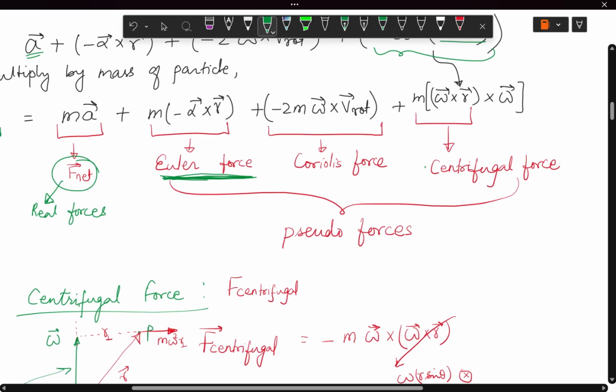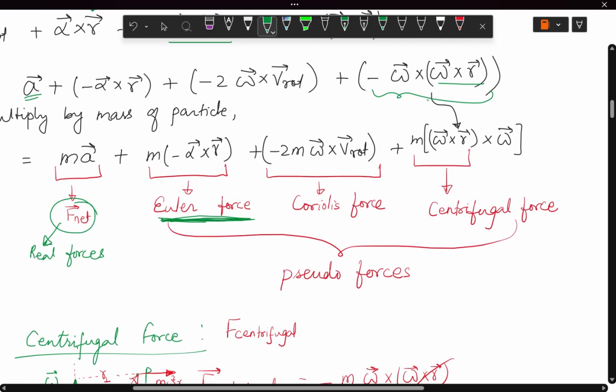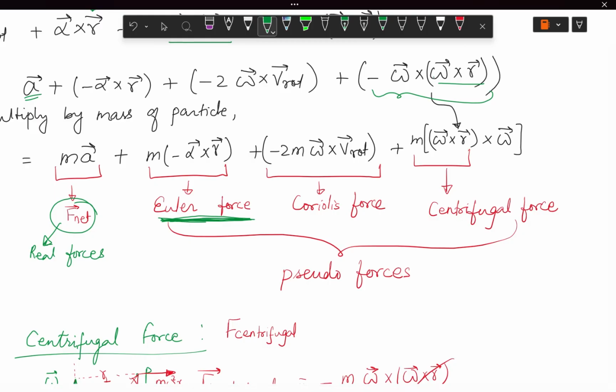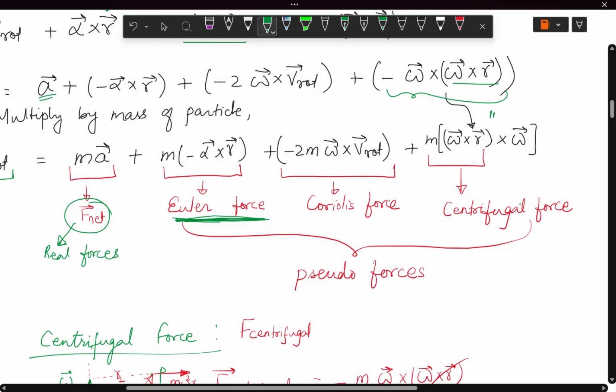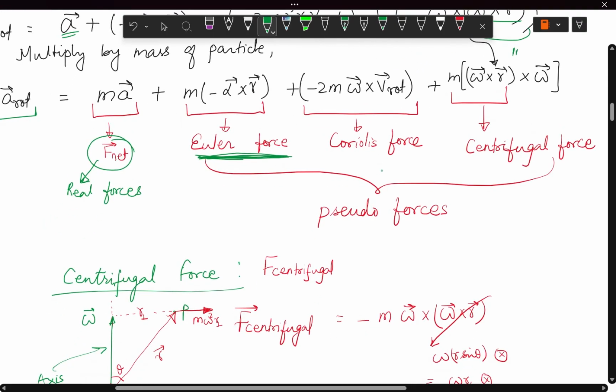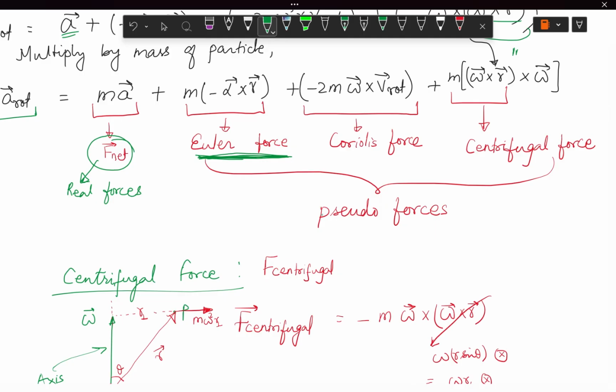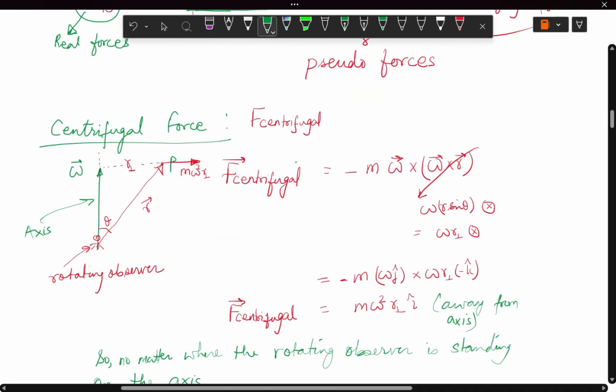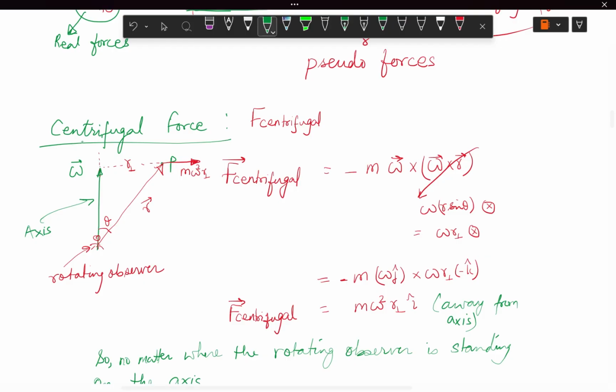And then this term is known as the centrifugal force: omega cross r cross omega, or mass times negative of omega cross r. Both are equal only. These two are equal, so this term is known as the centrifugal force. We will see all these forces step by step. So now these three terms are basically the components of the pseudo forces. Let's see them one by one. First, consider centrifugal force. We will see the magnitude and direction of the centrifugal force.